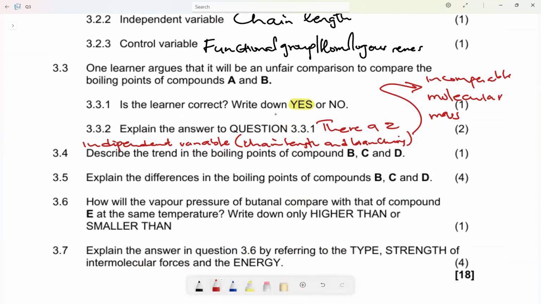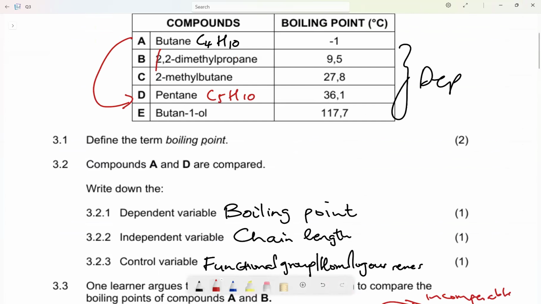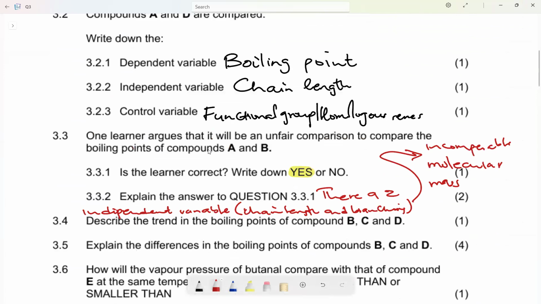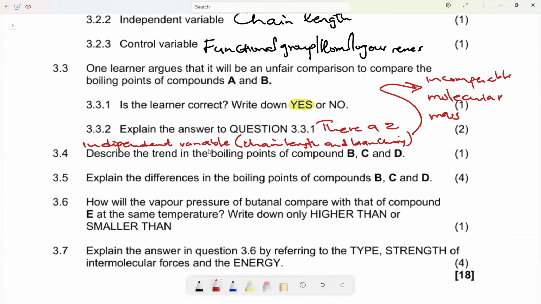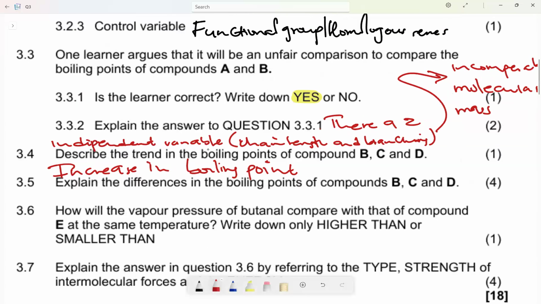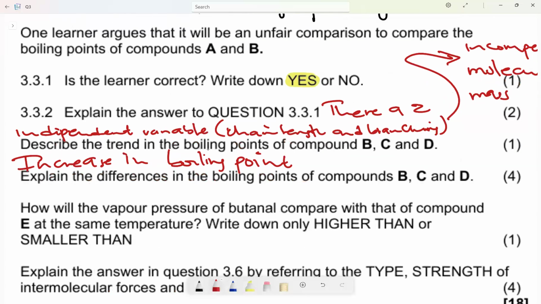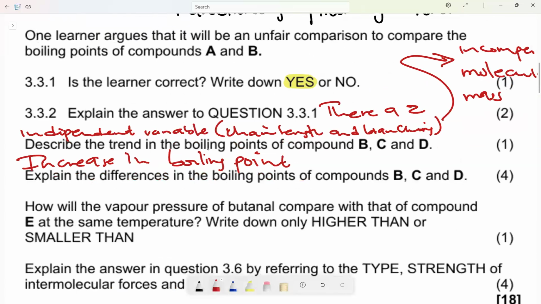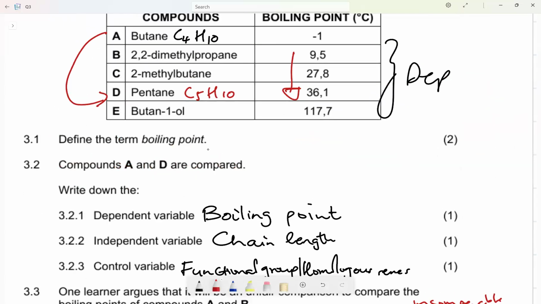Then we come here: describe the trend of boiling points from B to C to D. B to C to D, what happens? The boiling point increases. Describe the trend, the increase in boiling point. Sorry. Explain now the difference in the boiling point between B, C, and D.